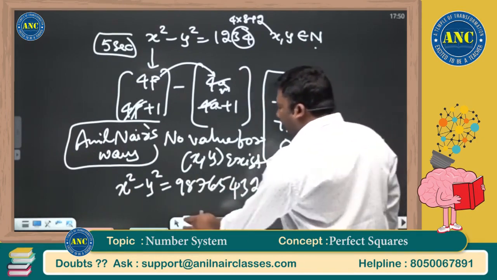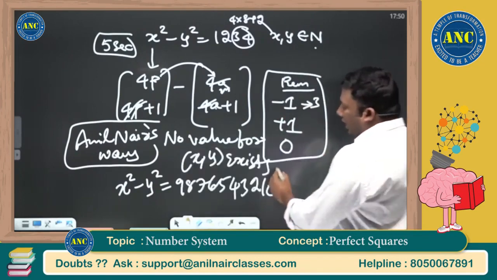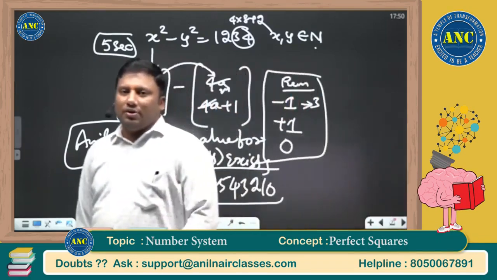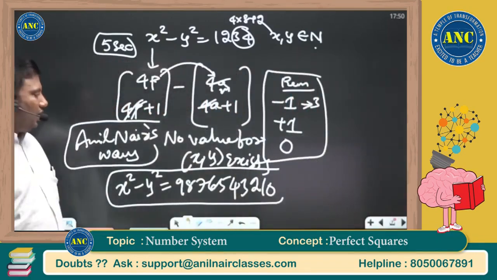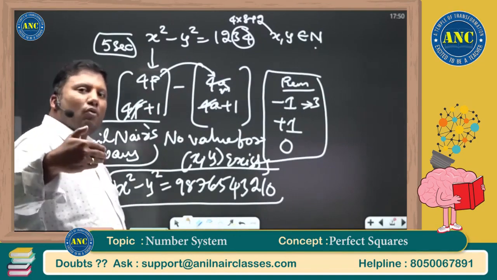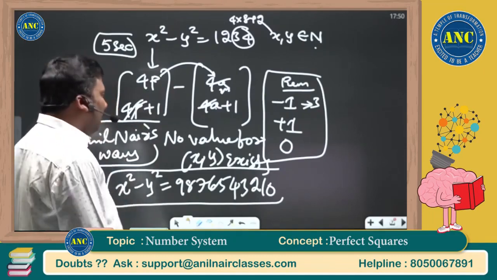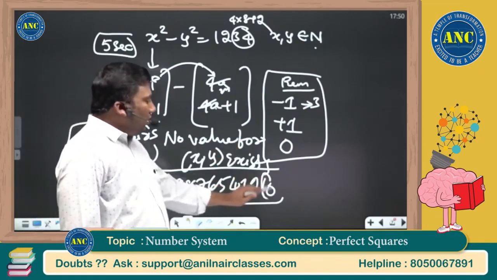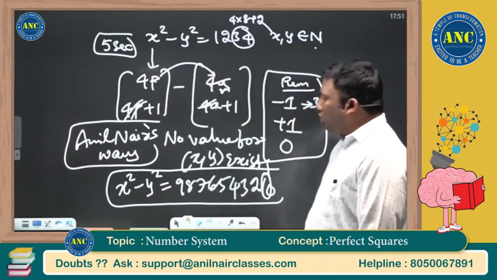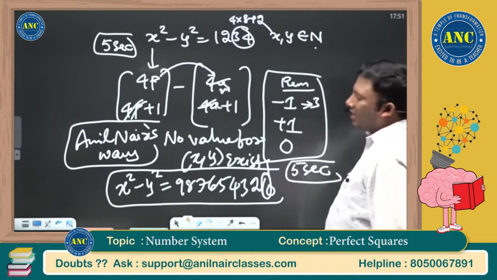9876543210. You will understand how I make a non-mathematics student get 99 plus percentile with a smarter way of solving the question. x square minus y square equivalent to 9876543210. If you are taking more than 5 seconds to solve the problem, then you are probably not a student of Anil Nair. 3, 1 or 0. 10, it is nothing but 4 into 2 plus 2. Remainder 2 is not possible. Original CAT question solved in less than 5 seconds.